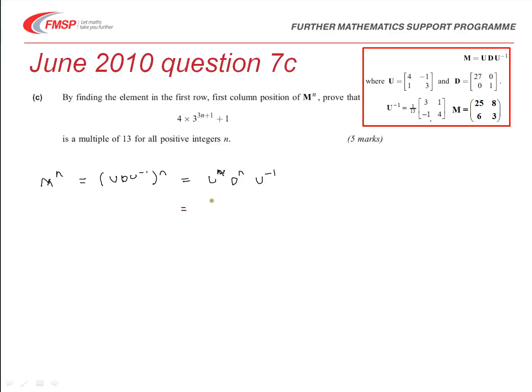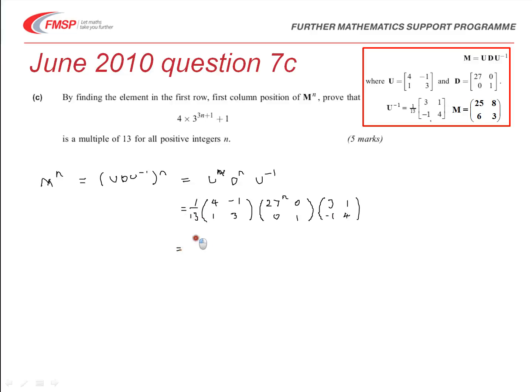And so we can write down the fact that U is given by this matrix, and D is to the power of n, and if you remember a diagonal matrix to a power, the entries on the diagonal will be to that power. Of course 1 to the n is just 1. And then you've got the U to the minus 1, which we know is 3, 1, negative 1, 4, and then we have to put the 1/13th out the front.